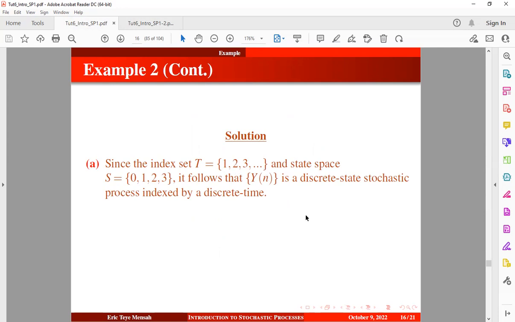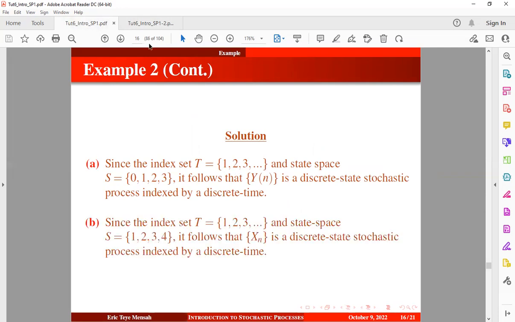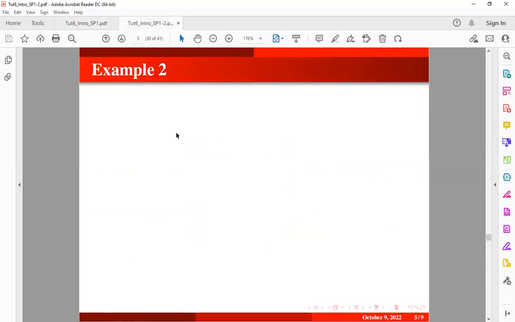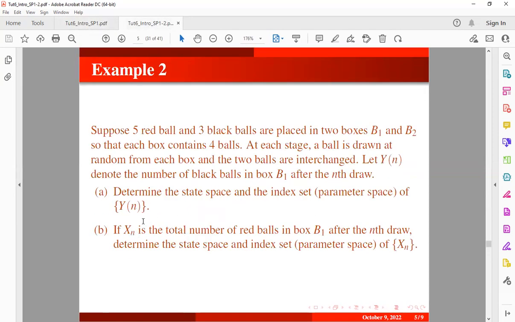Now let's take a look at the second part. Let me quickly look at this question again. Here, X index n is the total number of red balls in box 1 after the nth draw. We know the index set, or the parameter space, is also countably infinite, because we can observe the first draw, the second draw, the third draw, in that order.